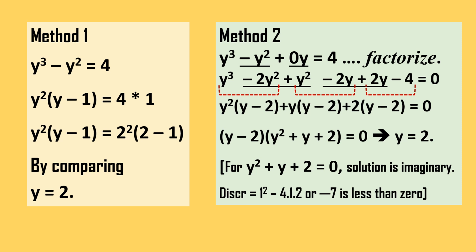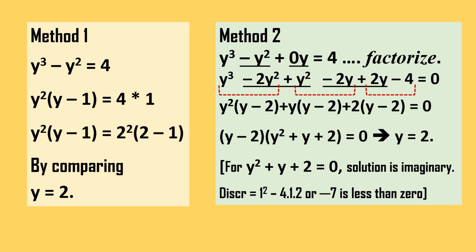We have shown two different methods to solve the equation y power 3 minus y power 2 equal to 4. In one, we make both the sides similar in format. For instance, y power 3 minus y square can be written as y square into y minus 1. And 4 is 2 square into 2 minus 1. So compare y square into y minus 1 with 2 square into 2 minus 1. By comparing, we can say y is equal to 2. That is the first, easier method.